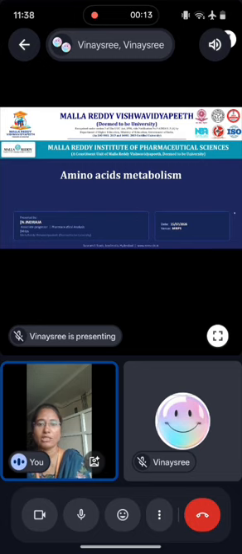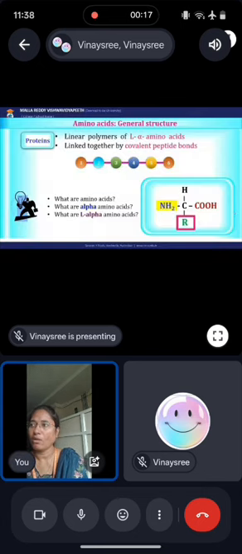Today our topic is amino acid metabolism. And what are amino acids? Before going into the amino acids, we have to know about proteins. Proteins are linear molecules, polymers of L-alpha amino acids. These are linked by covalent peptide bonds.